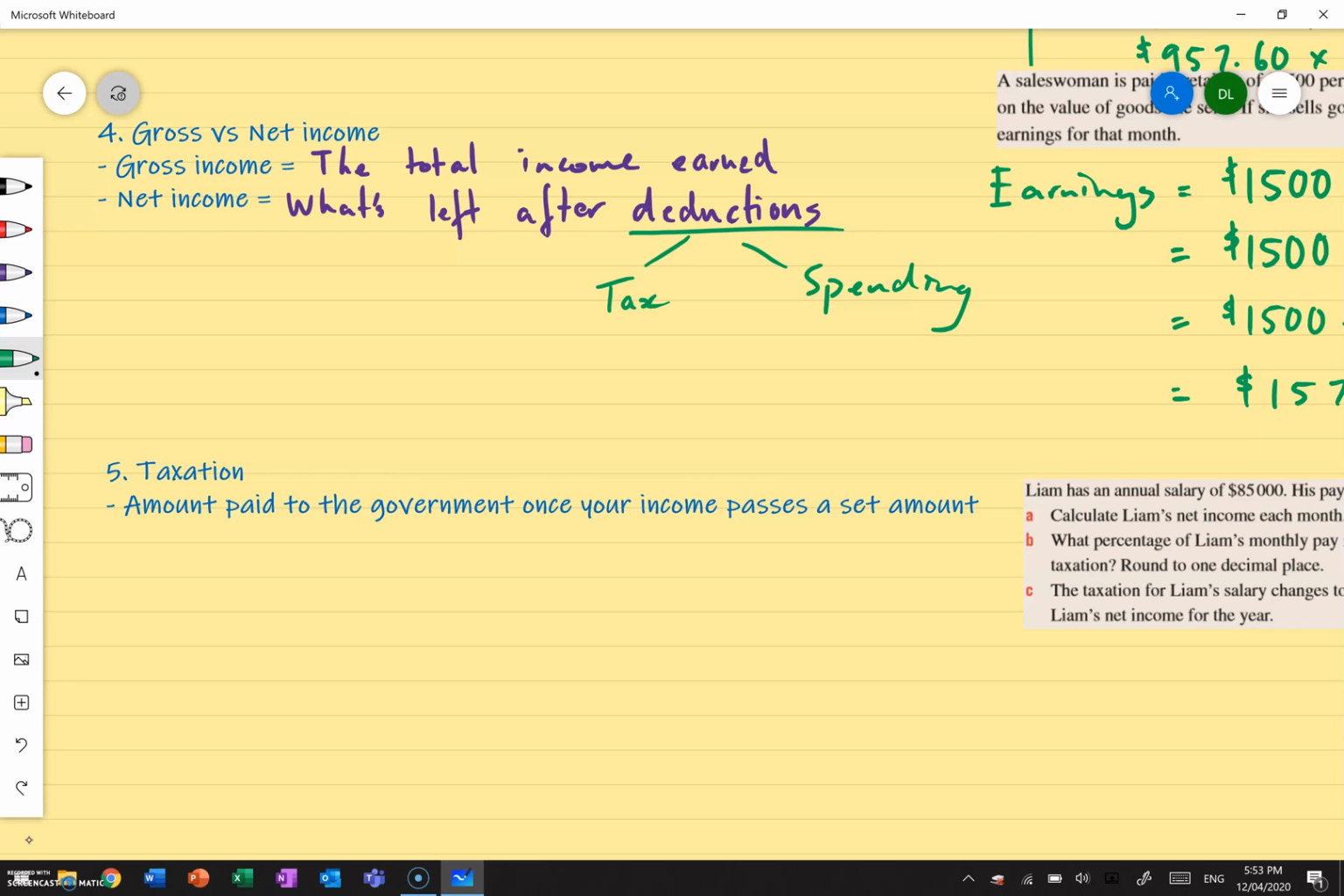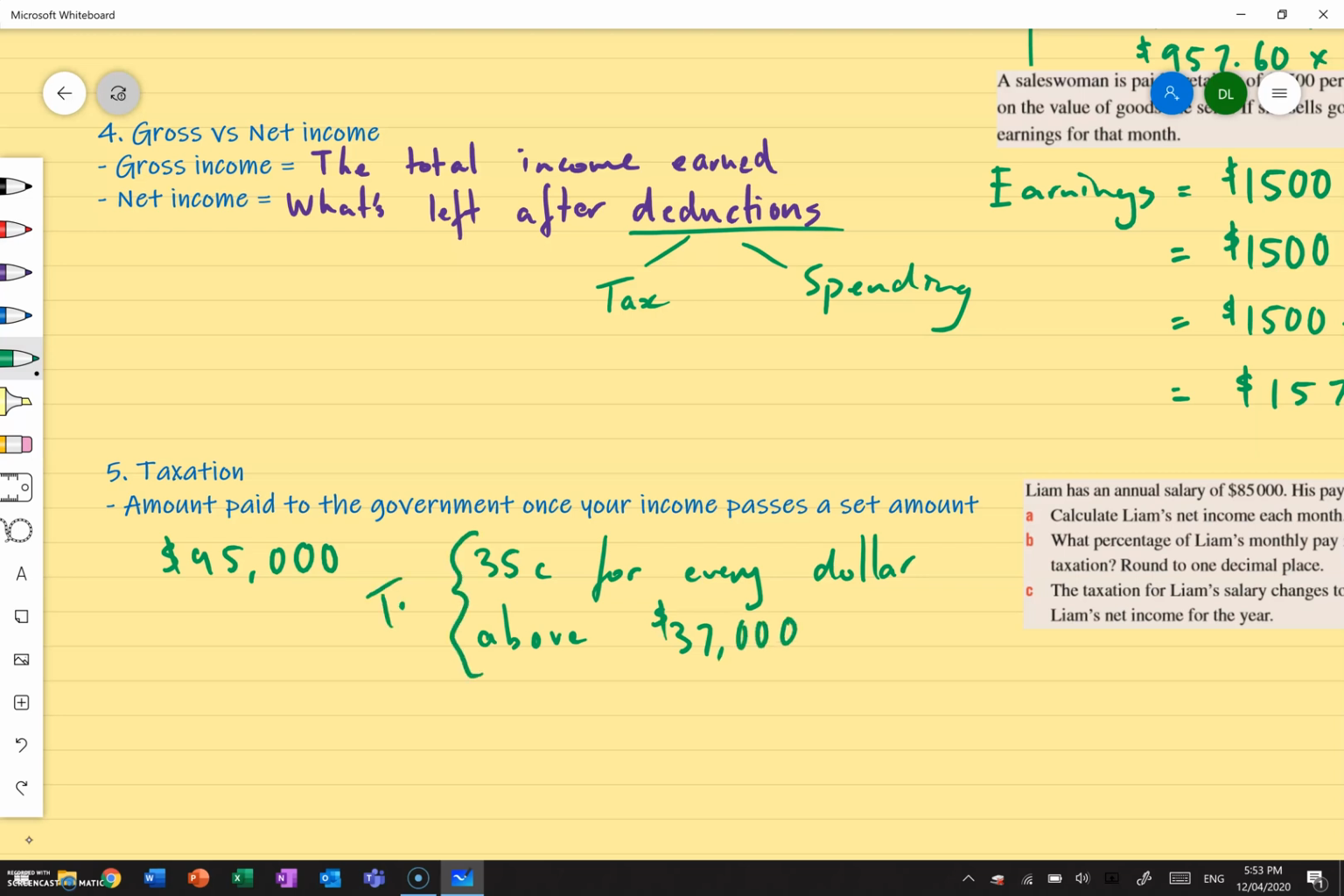So let's say you earn like $95,000 a year. So $95,000 a year, that's quite a considerable sum of money. You'll be asked to pay, for example, 35 cents for every dollar above $37,000.